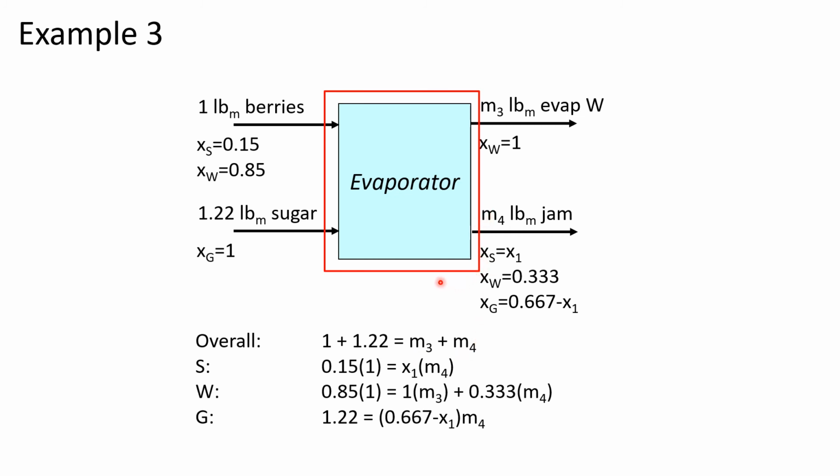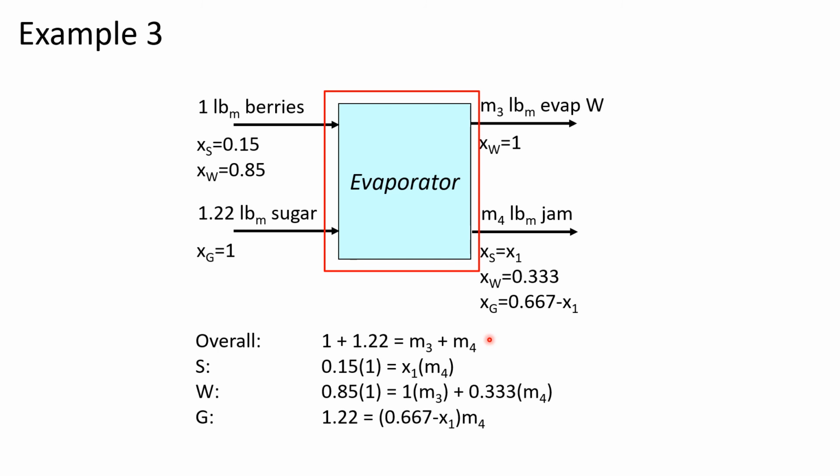And if we keep on going around our control volume, we have one more input, which is the sugar, and its mass is 1.22. So we'll add the 1.22 to the 1 to get our total amount coming in. And since we've gone completely around the control volume, this now represents our overall balance.